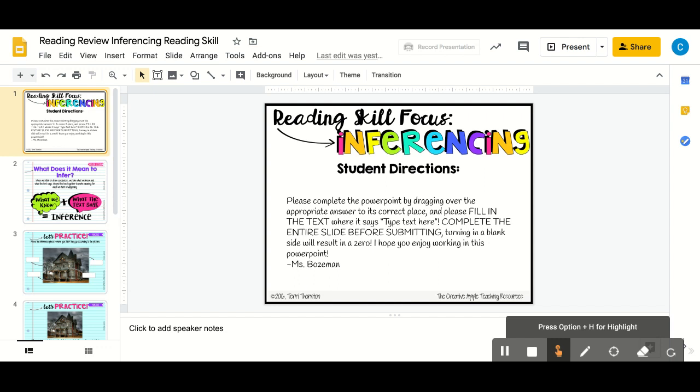I'm going to read the directions to you so that you can hear these from me because I think these are really important. It says, please complete the PowerPoint by dragging over the appropriate answers to its correct place. And please fill in the text where it says type text here. You have to type in where it says type text here or it is going to be deducted on your score. Complete the entire slide before submitting. Turning in a blank slide will result in a 0. I hope you enjoy working in this PowerPoint.